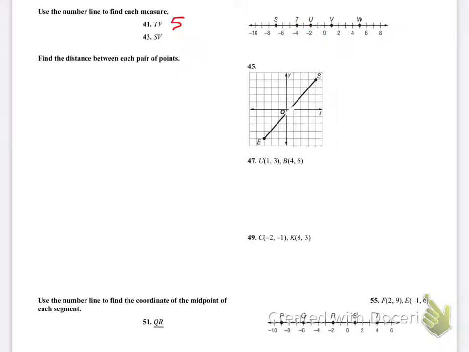SV is going to be, let's see, did I mark over that? No. So starts here, and we go 1, 2, 3, 4, 5, 6, 7, 8.